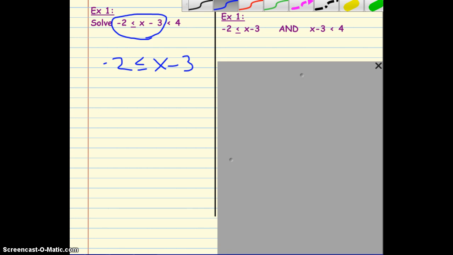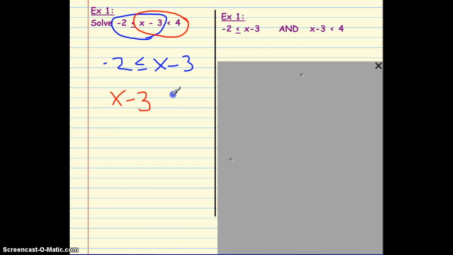The other thing we can do is take the right hand side and have x minus 3 being less than 4. And we can take these as two separate inequalities, but they're all together, so we're using the word "and", so both of them have to be true. So let's solve the first one.